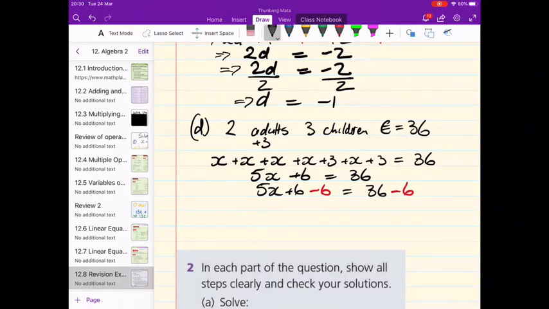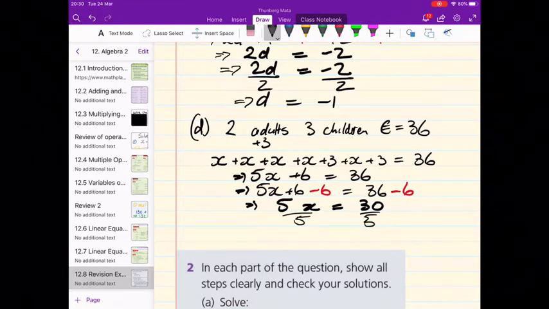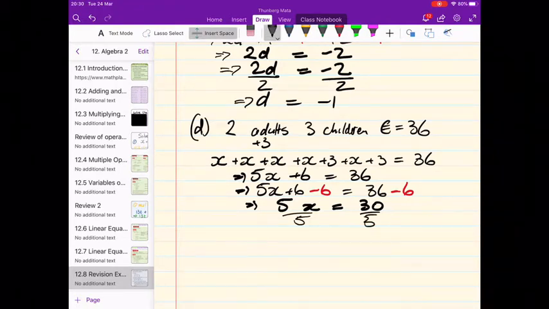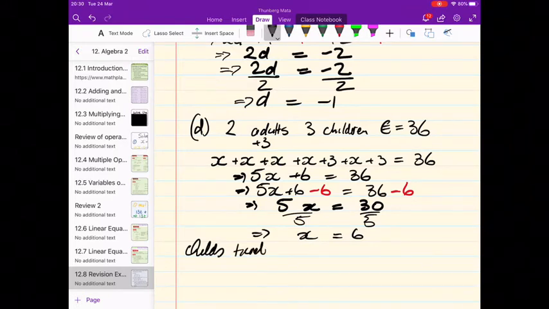So 5x plus 6 is equal to 36. I need to subtract 6 from both sides, and I'll be left with 5x is equal to 30. And then that'll have to be divided by 5 on both sides, and I'll be left with x is equal to 6 euros. So a child's ticket is €6, and adults will be 9.